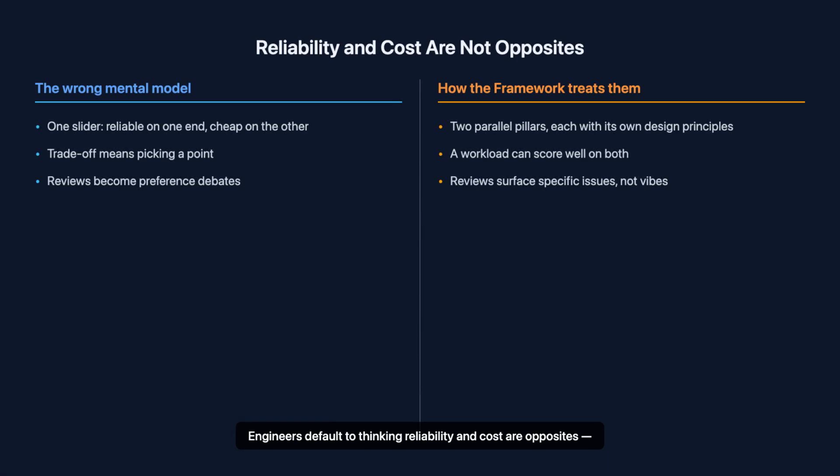Engineers default to thinking reliability and cost are opposites. One slider, more redundancy on one end, cheaper bill on the other. The framework deliberately rejects that model. They're 2 parallel pillars, each with its own design principles, and a well-built workload can score well on both. Think about buying a car. Safety features and fuel economy aren't opposites, they're different questions you answer at the same time. The framework treats reliability and cost the same way, so a review surfaces specific issues instead of a vibes-based trade-off.